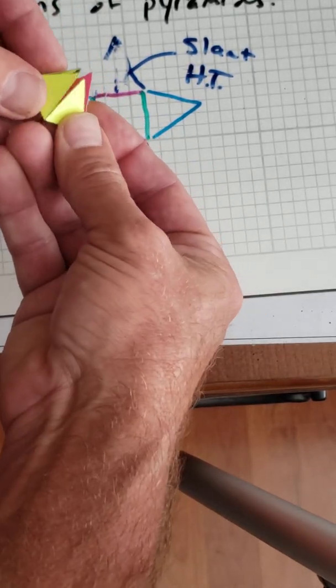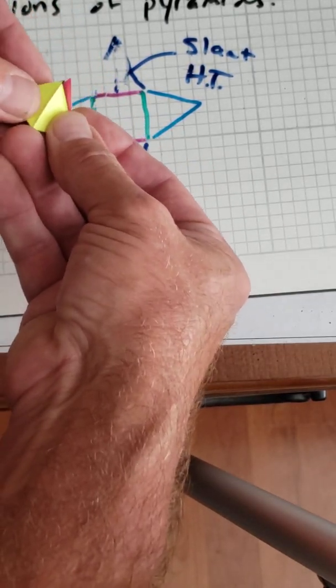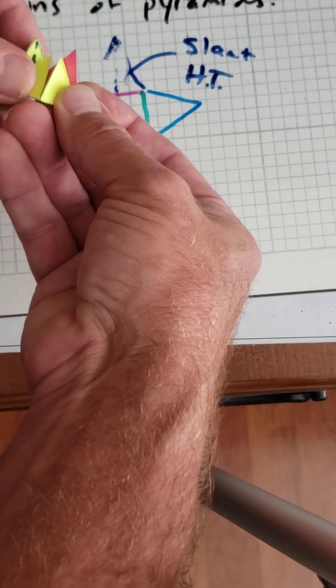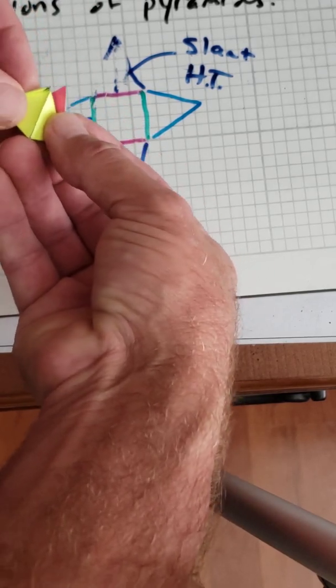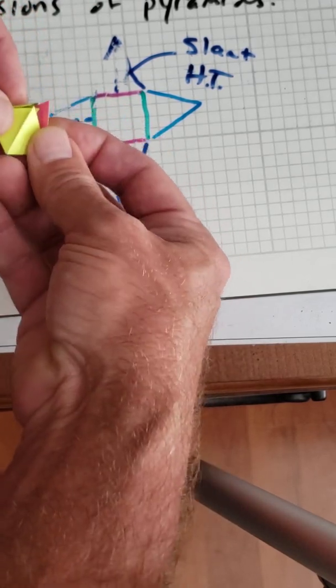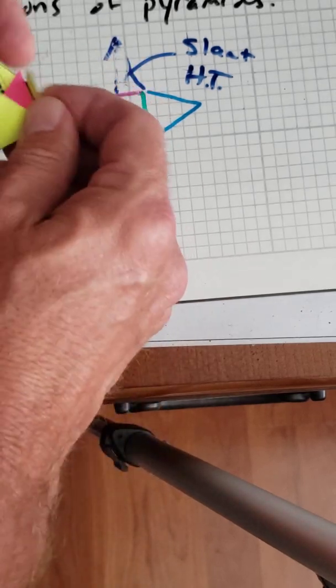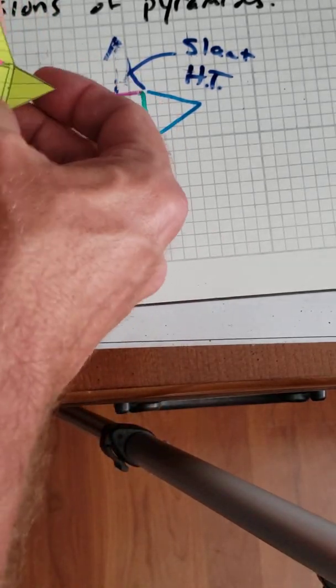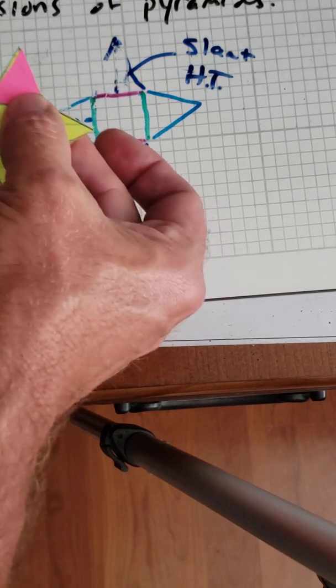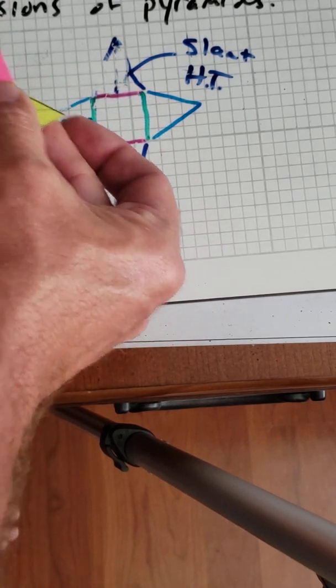Well, the pink looks like it is taller. I'm going to push it down. Nope, that's all the way down. The pink is quite a bit taller than the height of the pyramid. Yet, this pink piece is exactly the same size as that triangle.